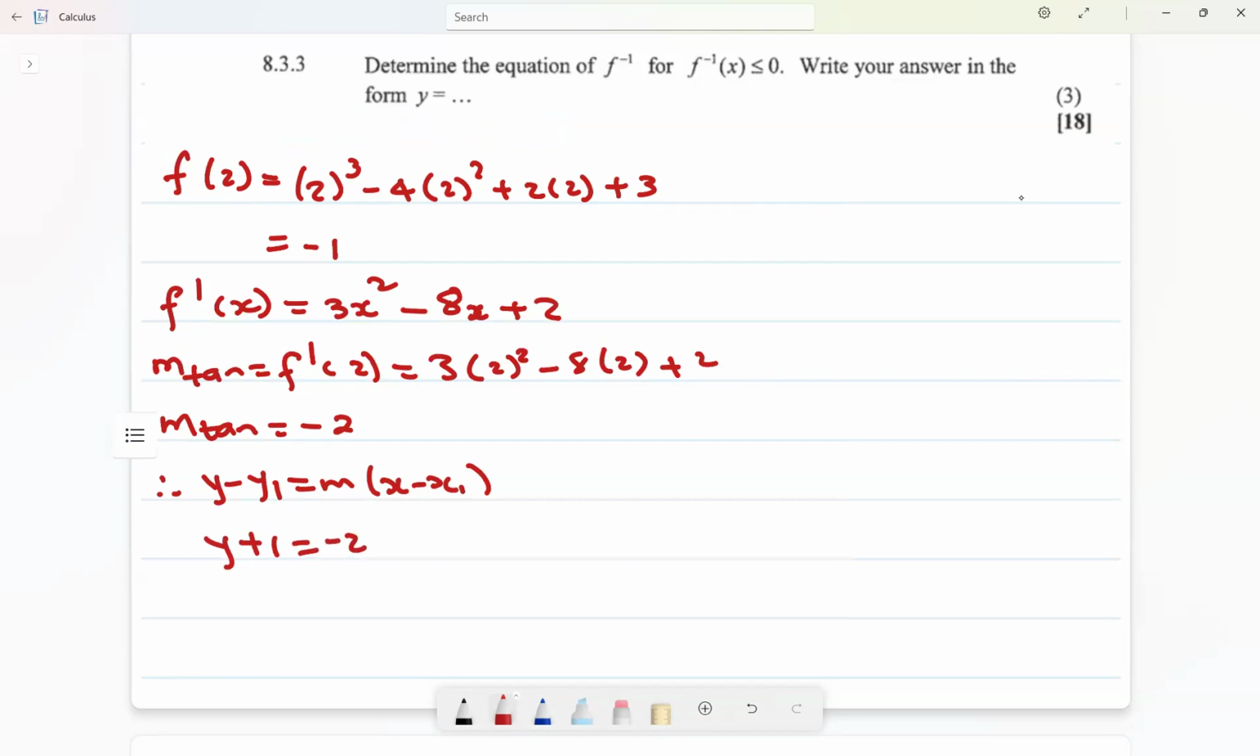Gradient negative 2. Gradient of the tangent, negative 2. x minus, what is the x coordinate there? It is 2, right? And then I can do my mathematics. It is negative 2x. Negative 2 multiplied by negative 2 is positive 4. Positive 4 and then minus 1. This one is going to be just 3.